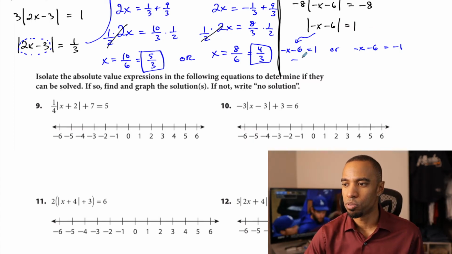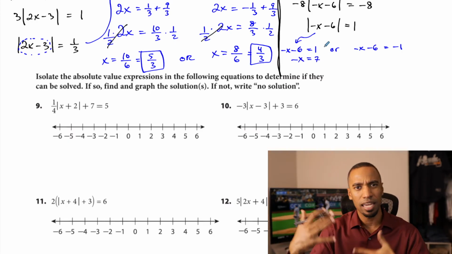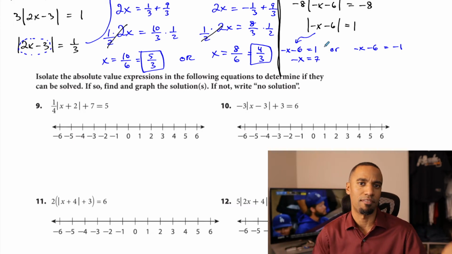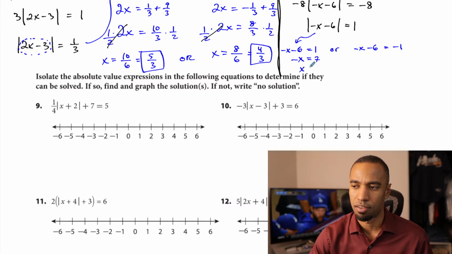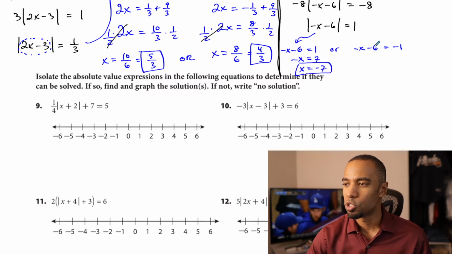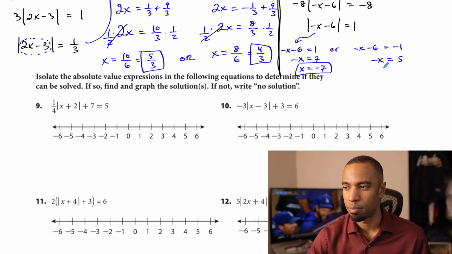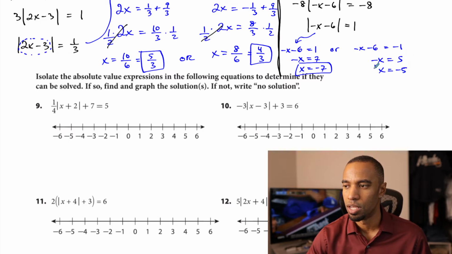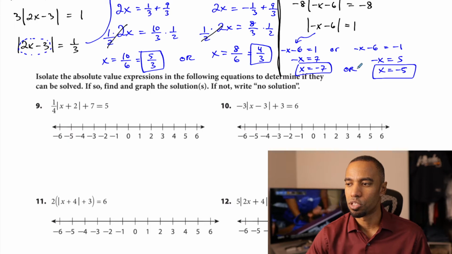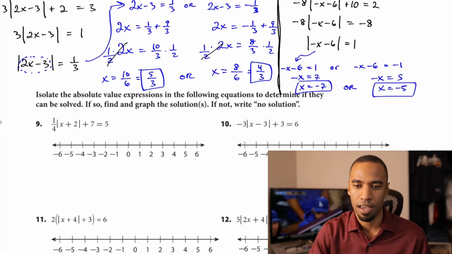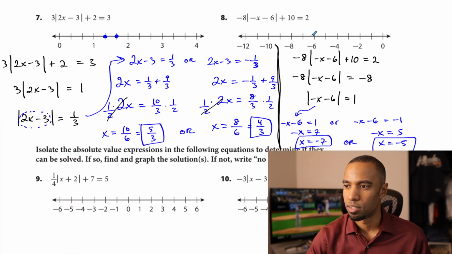I'm going to add 6 to both sides here. I get -x equals 7, and divide both sides by -1. If -x is positive 7, then positive x is -7. Divide both sides by -1, x equals -7. On this one, add 6 to both sides one more time, and you get -x equals 5. Divide both sides by -1, you get x equals -5. So those are the two answers, -7 or -5. Let's go ahead and plot those. -7 or -5, and we are done.